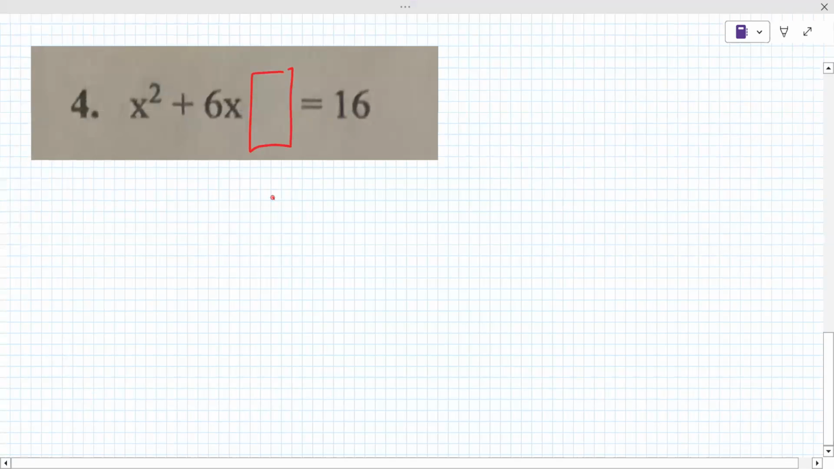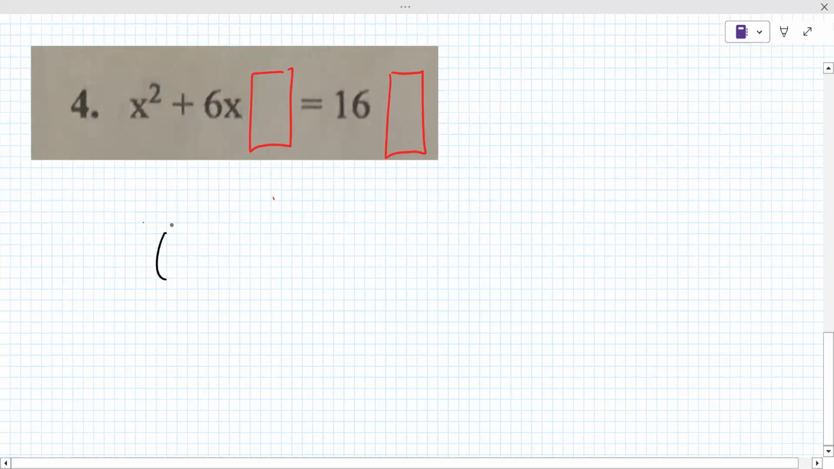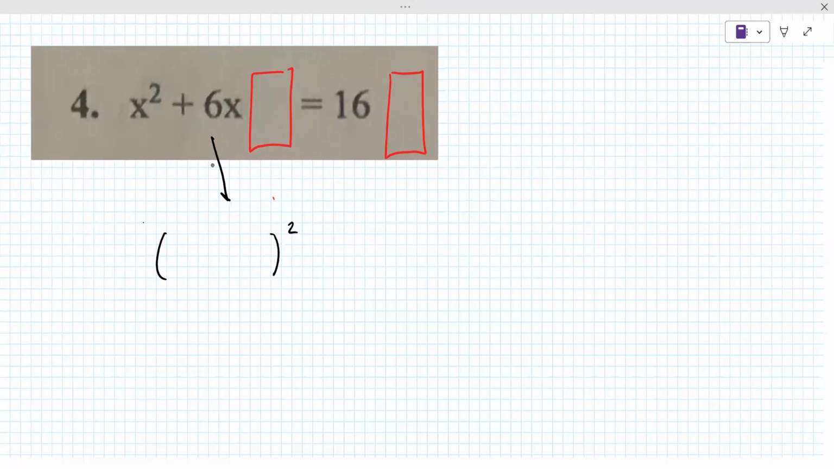There's this box. Really like this box here. We have to figure out what goes in the box. Before we can figure out what goes in the box, you have to do something with this middle number here, this +6. Do you remember what to do with this +6? Gotta divide it by 2 and then square that number. Square it, yeah.